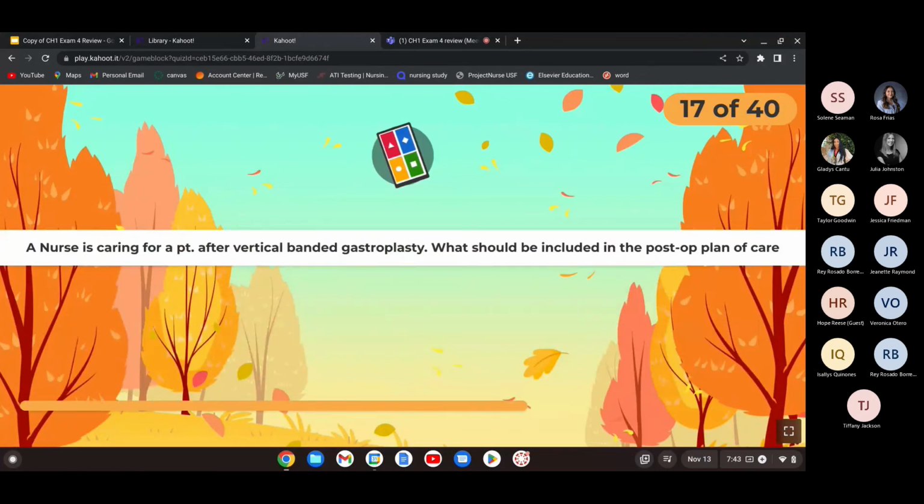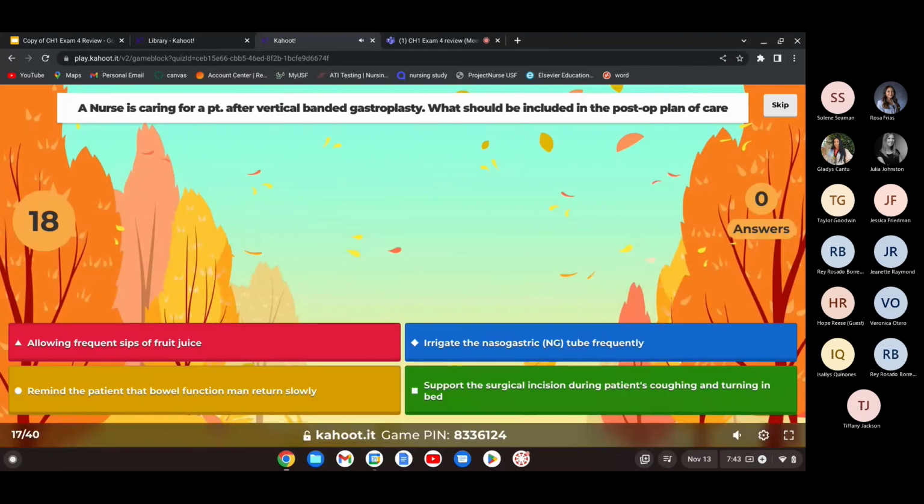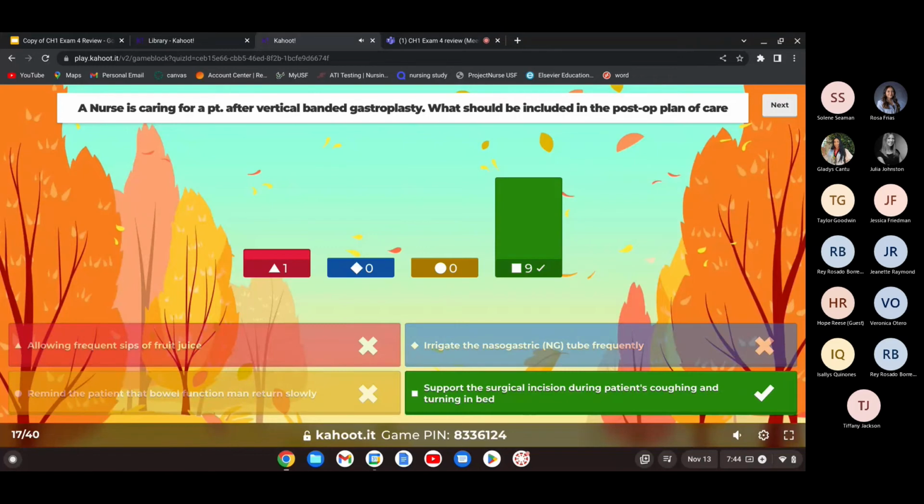A nurse is caring for a patient after vertical banded gastroplasty. What should be included in the post-op plan of care? Awesome. We want to support the incision. Very good.